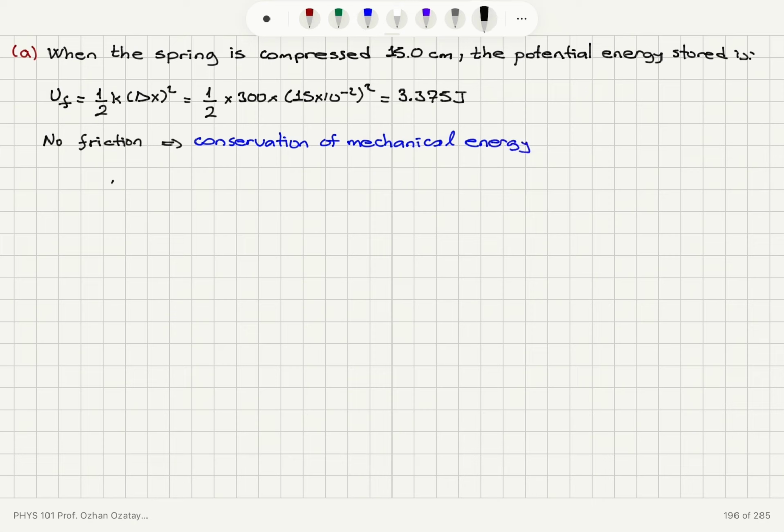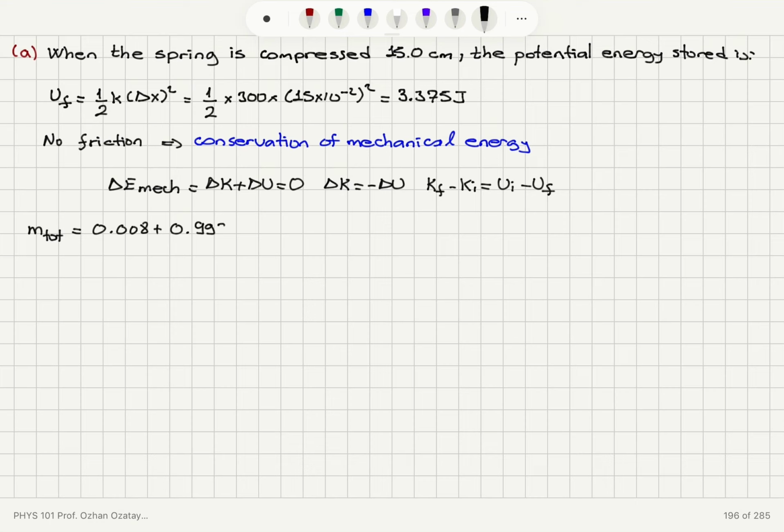So the change in the mechanical energy of the system during the process should be 0. So delta K plus delta U will be equal to 0. So delta K will be equal to minus delta U. So final kinetic energy minus the initial kinetic energy is initial potential energy minus final potential energy. What is the total mass? The total mass is 0.008 kilograms plus 0.992 kilograms, which is 1 kilogram.